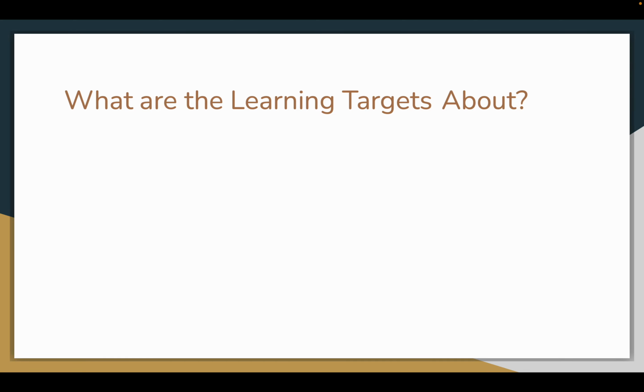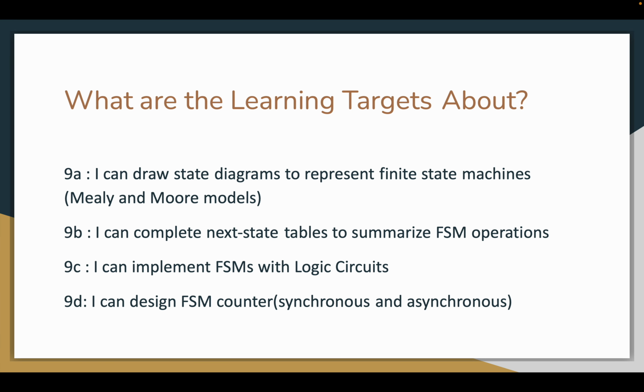So what are the learning targets about? 9A is I can draw state diagrams to represent finite state machines, Mealy and Moore models. 9B is I can complete the next state tables to summarize FSM operations. 9C is I can implement FSMs with logic circuits. 9D is I can design FSM counters, synchronous and asynchronous.